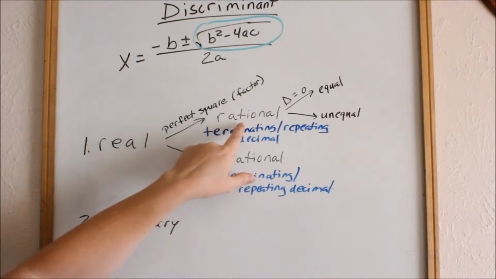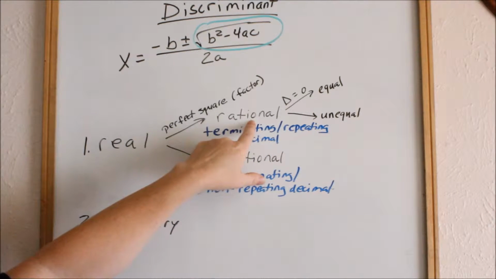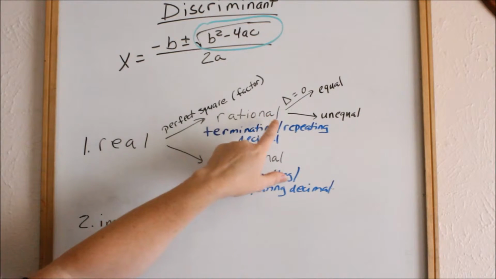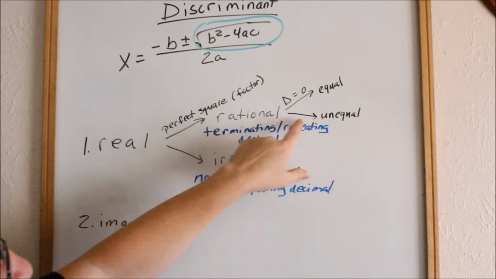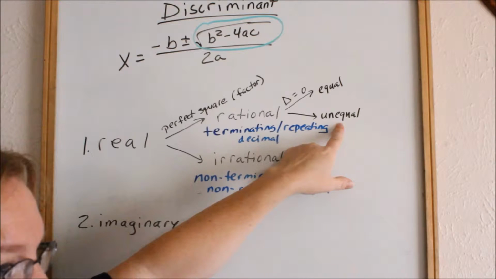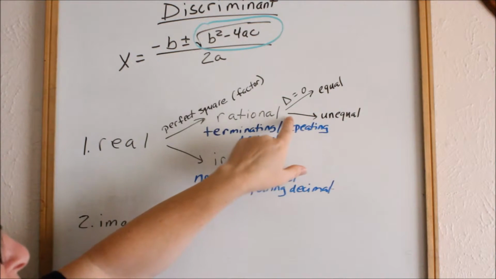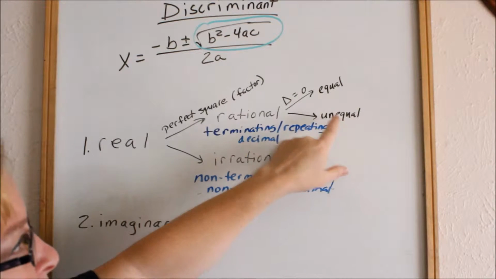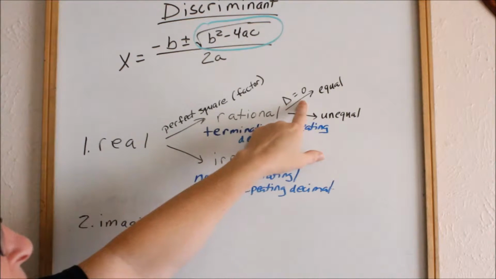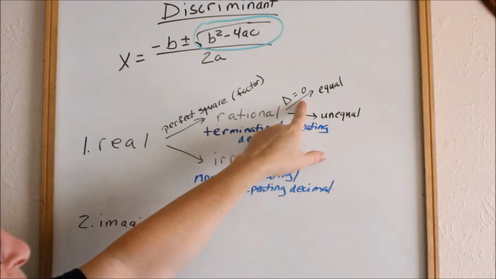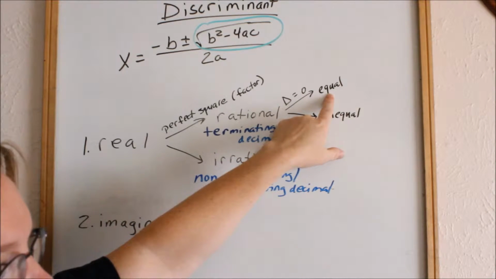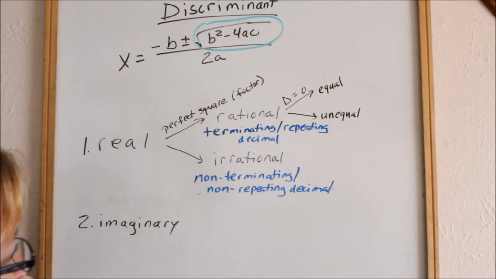All right. Once you can determine that you have rational solutions, then you can also look at, are your solutions unequal? Do you have two unequal solutions or do you have two equal solutions? Majority of the time, your solutions will be unequal. If your discriminant equals 0, then that means the two solutions will be equal. And I will do an example of that.